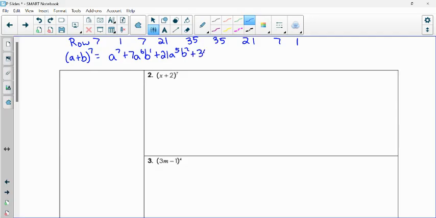We're adding the 35, subtract 1 from the a, a to the 4th, b to the 3rd. We have to have the other 35, 35, a to the 3rd, b to the 4th. We have the 21, a to the 2nd, b to the 5th. Add to that the 7, a, b to the 6th. And last but not least, it would be 1, b to the 7th.